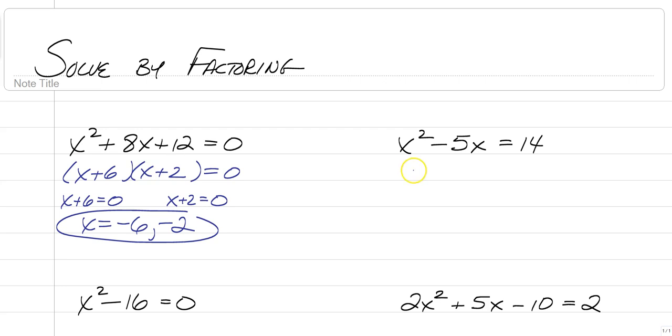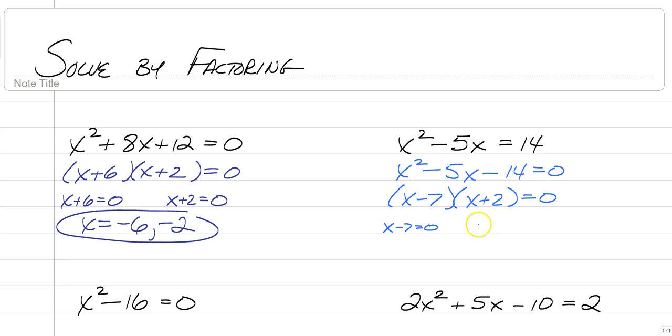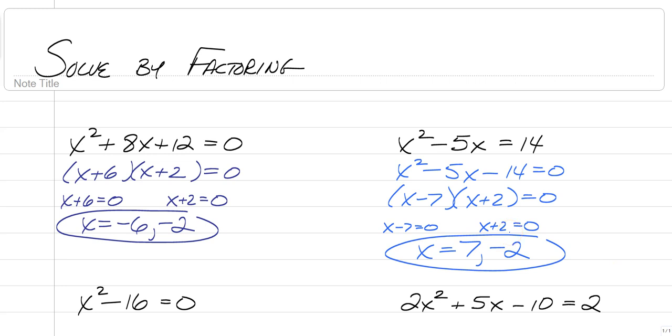Second one. The first thing you have to do is subtract the 14x to the left, because, as I mentioned, you must be equal to 0 before you may begin factoring. Another example here where we just have to figure out what two numbers will multiply to negative 14 but add to negative 5. That's going to be negative 7 and positive 2, and that's equal to 0. So you set both of those terms equal to 0, and you will end up with x is equal to 7 and negative 2. Okay, so that's how you solve an equation by factoring.